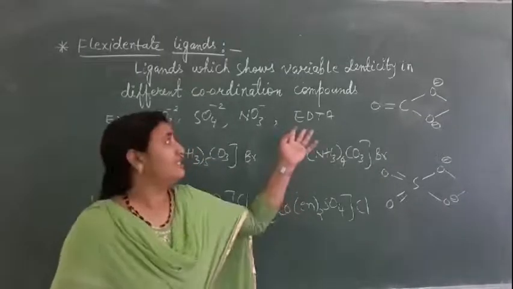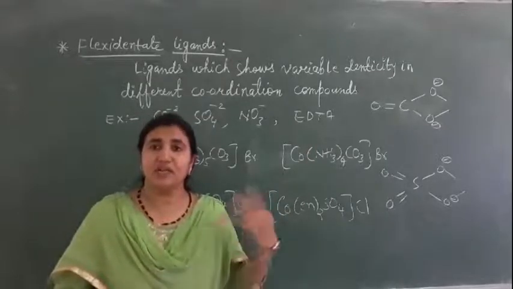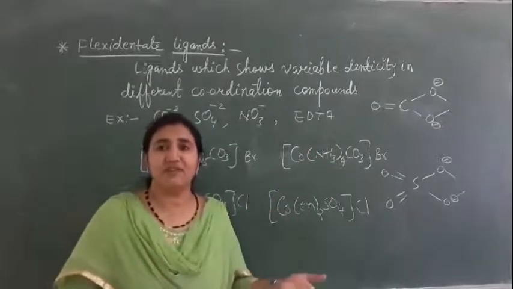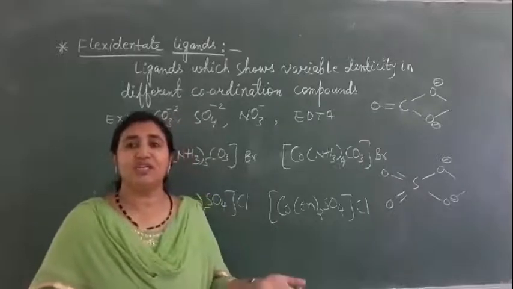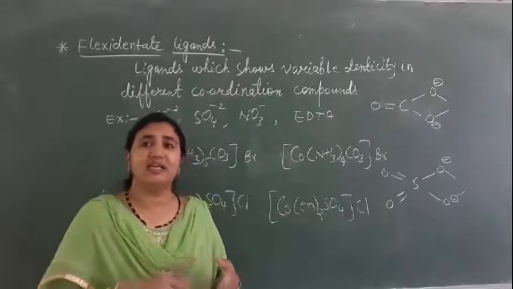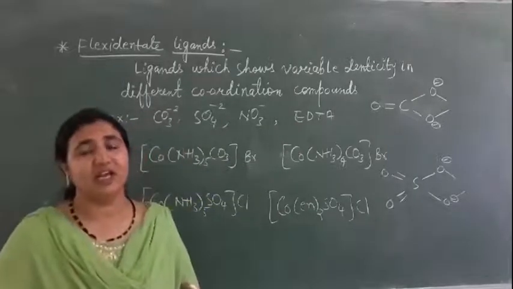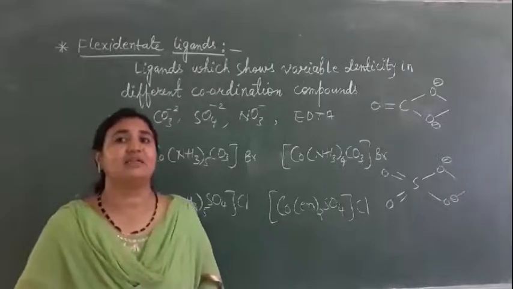So this hexadentate ligand has 6 donor atoms, but it can donate 6, or it can donate 5, and it can donate 4. So that's why EDTA can act as a tridentate, tetradentate, pentadentate and hexadentate ligand. So EDTA is a flexible ligand.